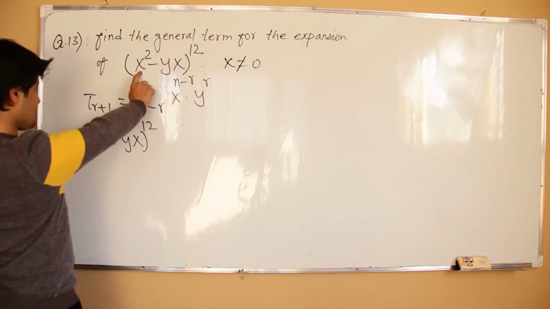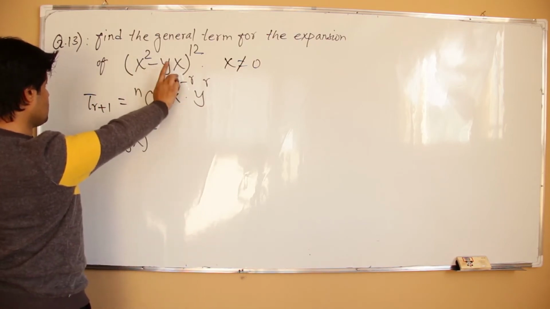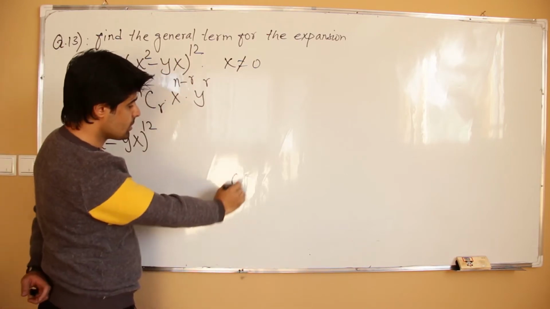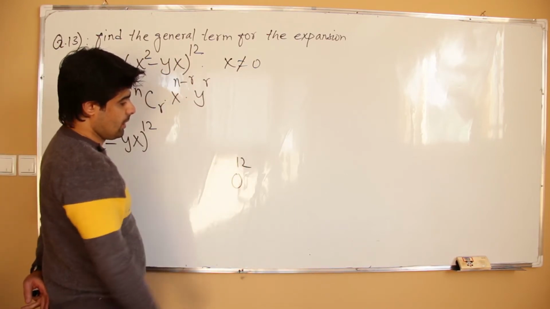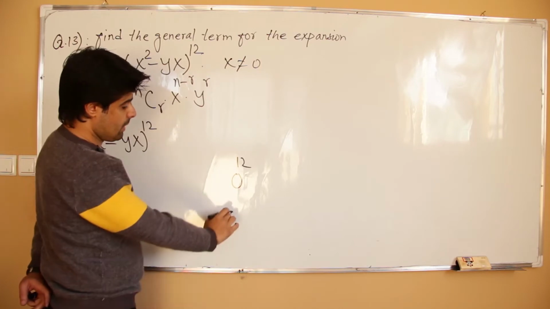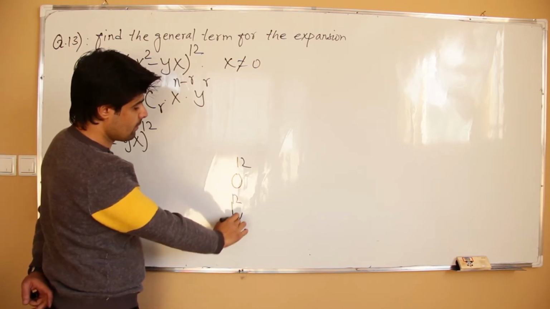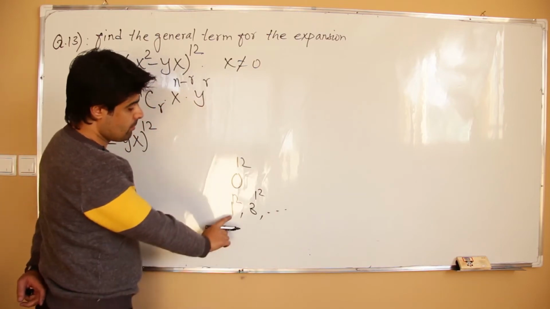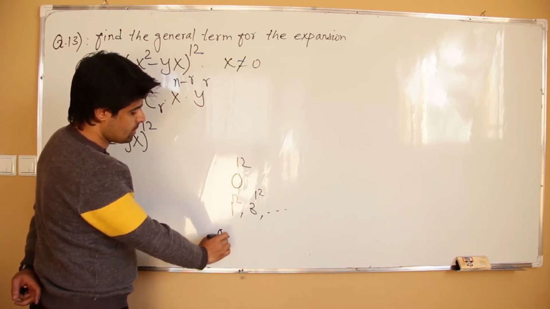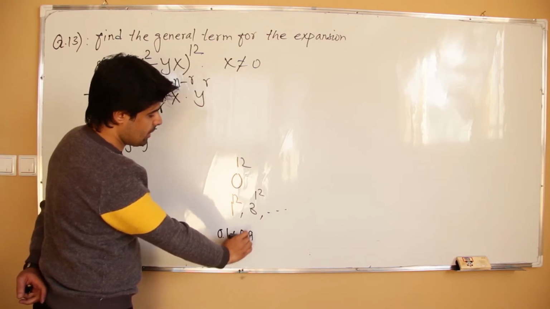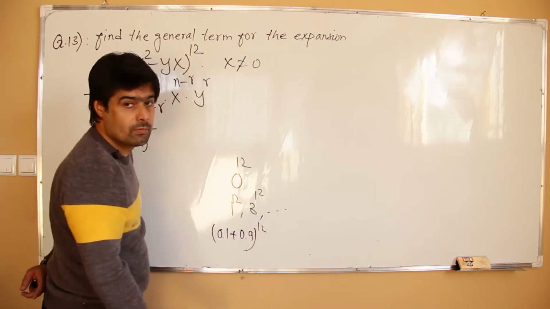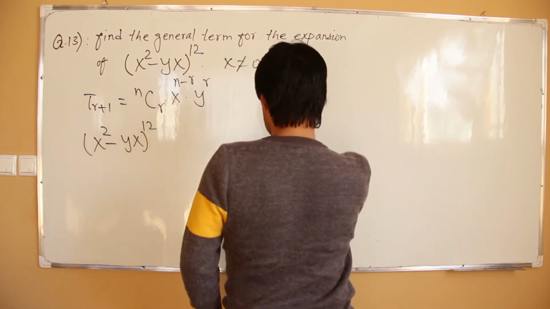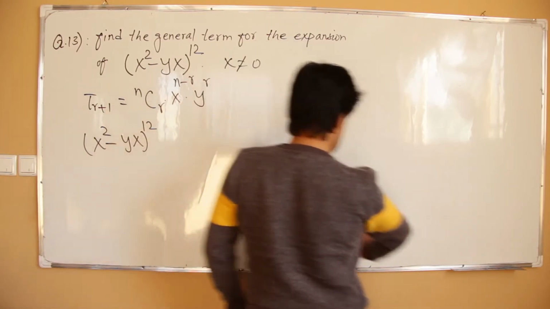Because if x is 0, then here it is 0 minus 0, so this is 0. 0 is not a binomial. 0 raised to the power 12 is not a binomial. But if you have 1 to the power 12, 3 to the power 12, whatever you have, it's a binomial. Why? Because instead of 1, you can write (0.1 + 0.9) raised to the power 12. Am I right? I think you've got it. By the way, x must not be 0.